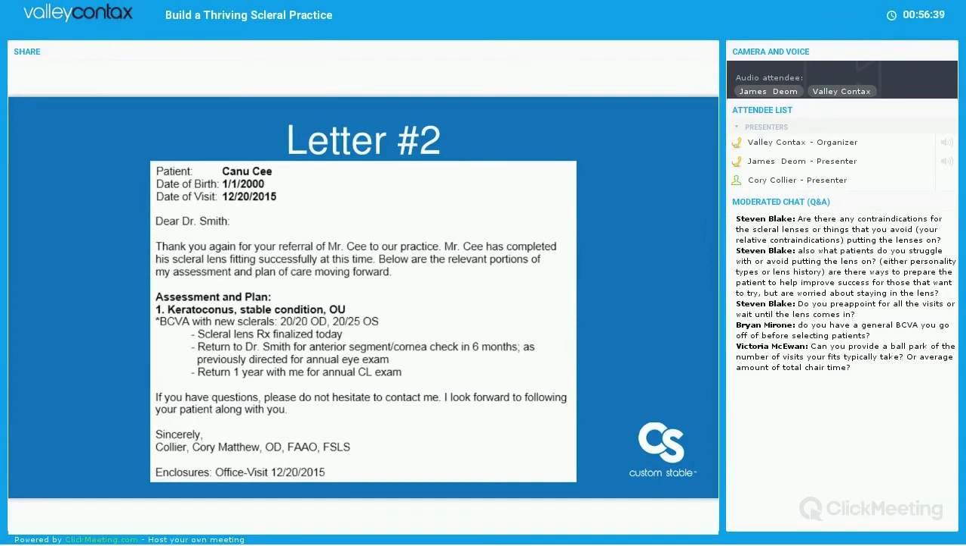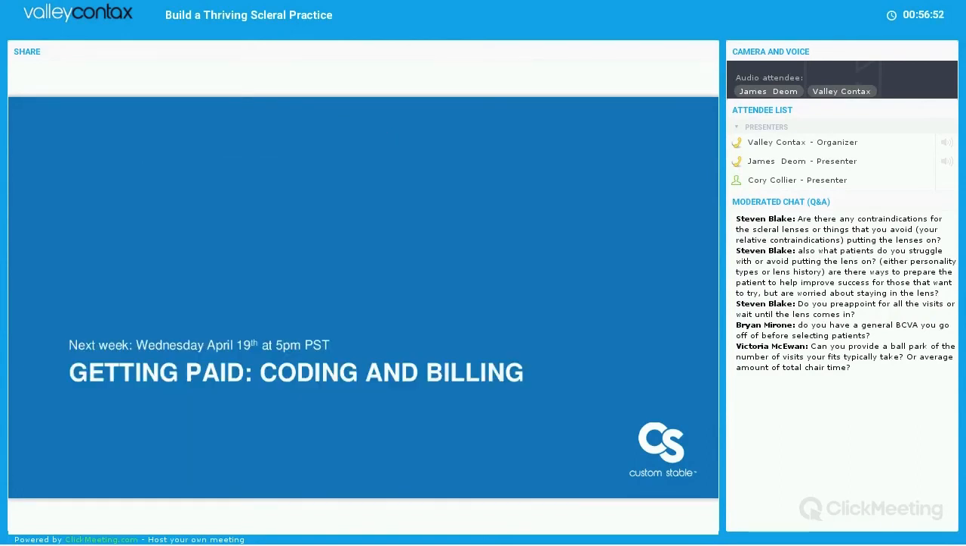Make sure the doctor knows that they're coming back and that you didn't take the patient permanently, and then you're going to direct them for when you need to see the patient back again, in this case 1 year. And just continue to keep that open line of communication available for everyone. And so that's really where we end off with our scleral lens, building a scleral lens practice.